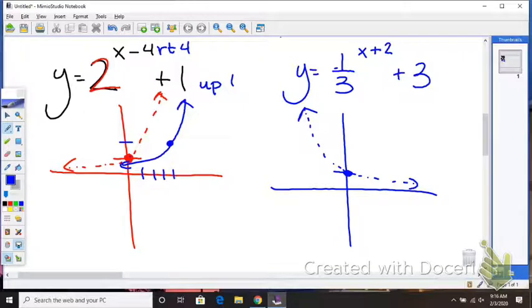Okay, what does the plus 2 tell you up there? Up 2. Okay, we're going to go left 2 and then up 3. So we're going to take our new graph from this point. We're going to go left 2 and up 3. So here's my new point, and then I just need to draw a decay shape. And that's that. Easy enough? Okay, this stuff is easy.